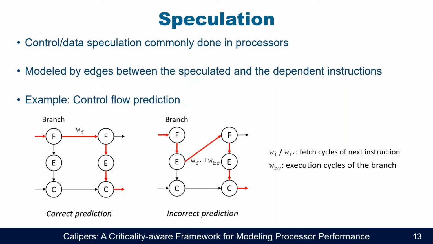Misprediction might increase the length of the critical path, which is shown by the red edges. Here, the critical path gets longer by an amount that equals the execution cycles of the branch plus the difference between the fetch cycles of the next instruction in the two cases. Fetch cycles of the next instruction is often longer in the case of misprediction because an I-cache miss following a misprediction is quite probable.